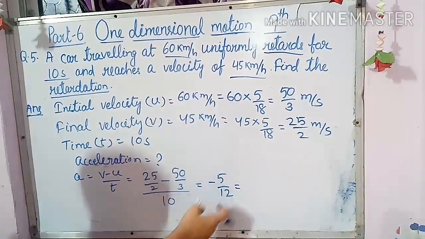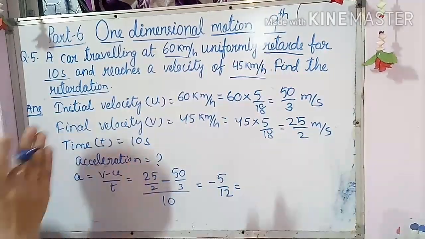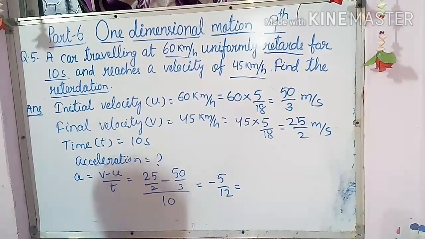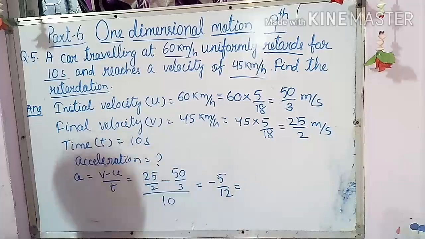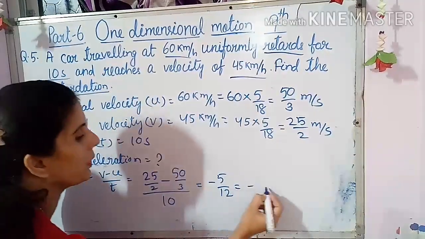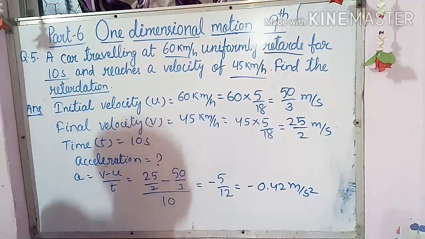If you leave it like this, it will be 0. Your mark will be cut, because in the board, fraction is not allowed. This is a very important thing, children. You have to remember, all the fractions you have to change into the decimal form. So by changing it into the decimal form, you will get minus 0.42 meter per second square. I have already calculated.